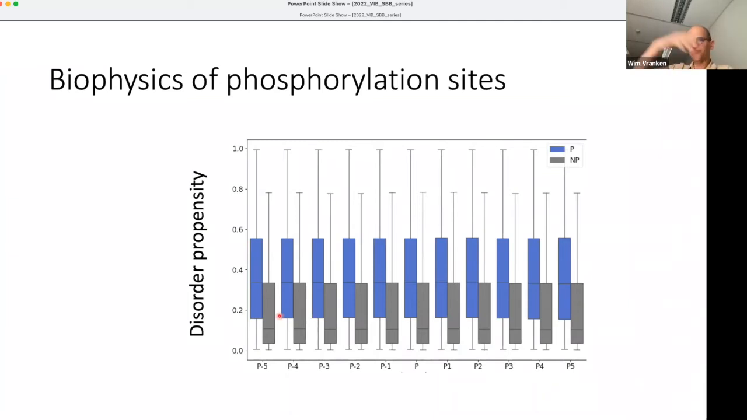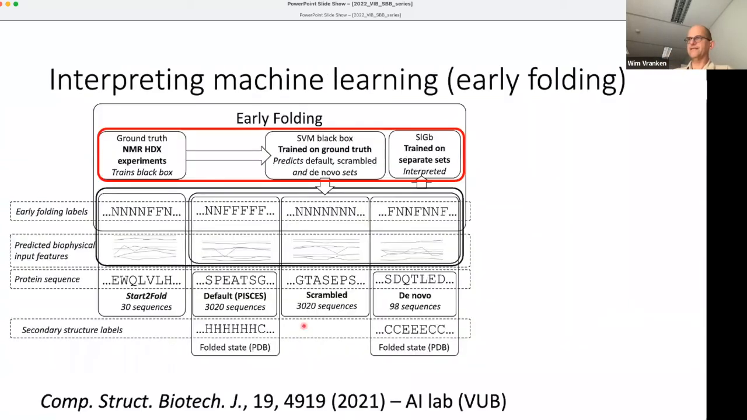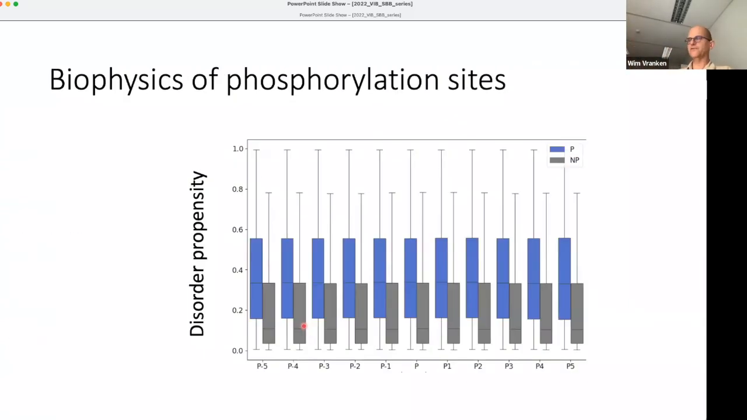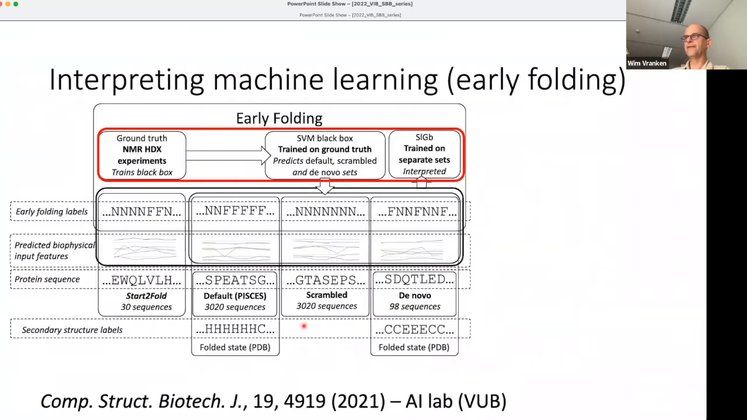This is of course very large scale data over many, many thousands of proteins, but it does give an insight into the biophysical factors that have to be there in order for a protein to be phosphorylated at a very large scale. And this can then be translated back into predictors, of course, to more reliably predict, for example, phosphorylation sites. And we're doing the same thing for other post-translation modifications as well.